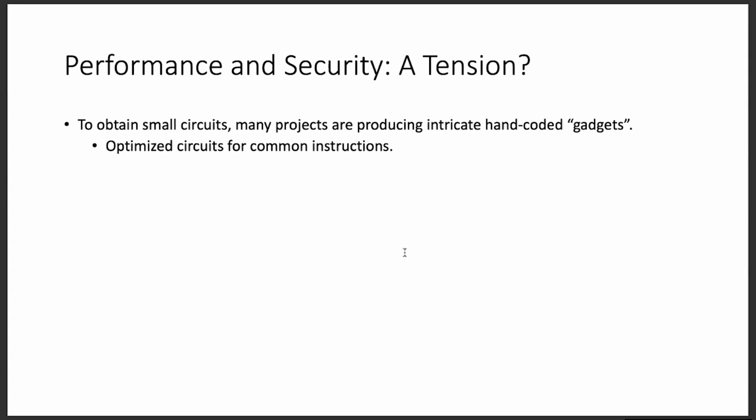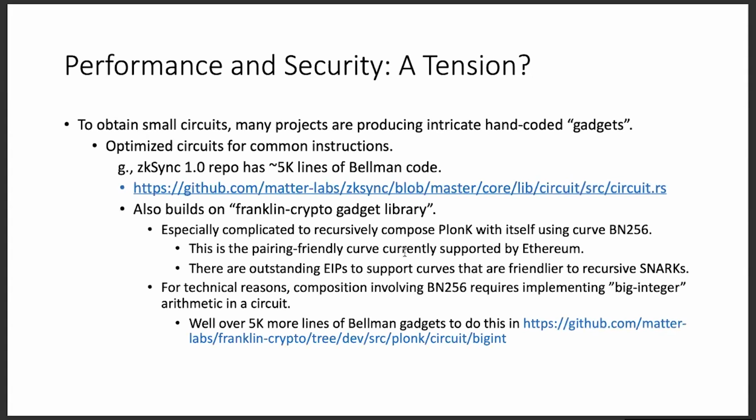Just as an example to give you a sense of this, ZK Sync 1.0, in the ZK Sync repo, and this is not even dealing with ZK EVM, this is just NFTs and transfers and swaps, has 5,000 lines of Bellman. Bellman is a language where you're almost hand coding a circuit, writing down the circuit gate by gate. It was originally designed for Zcash, I think, and now the whole community uses it. But even outside the ZK Sync repo, they have something called the Franklin Crypto Gadget Library, and that has well over 5,000 more lines of Bellman in it.